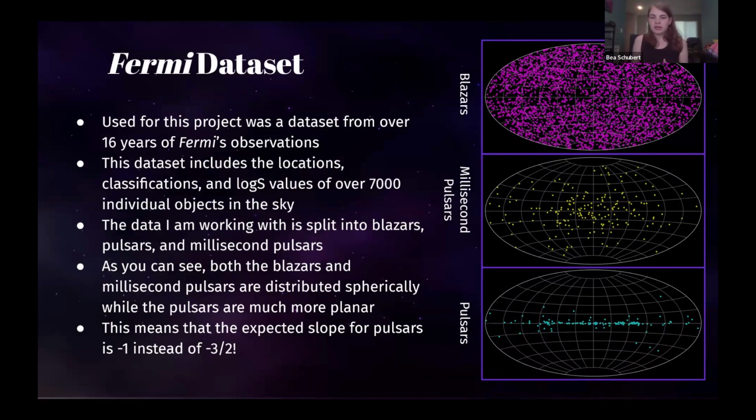As you can see, the blazars and millisecond pulsars mapped out on these AITOFF projection maps are both generally spherically distributed, but the pulsars stick to a flat plane. This means that while the blazars and millisecond pulsars maintain the -3/2 slope, the pulsars maintain a slope of -1. Also, special thanks to Professor Burnett for generating the code that allowed me to map this.